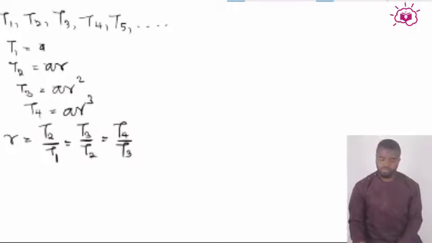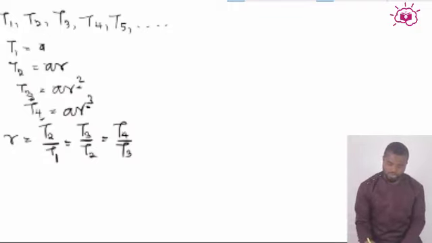Now, if you notice from the progression of terms, t1 is a, t2 is ar, t3 is ar squared, t4 is ar cubed. You notice that the powers of r increase by 1. So that would bring us to getting our nth term as ar raised to power n minus 1.